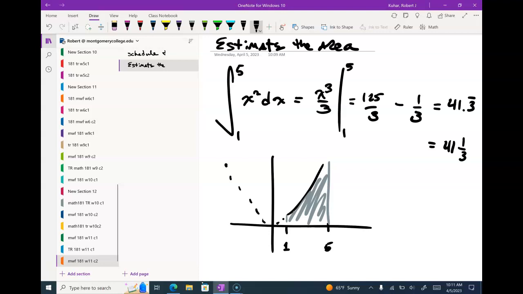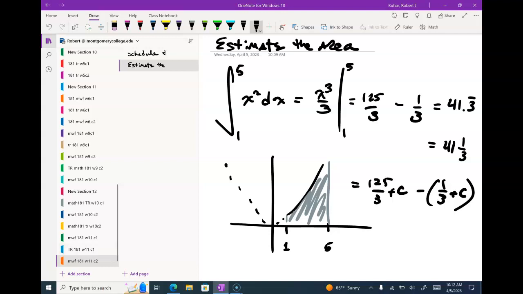By the way, anybody notice something weird about this antiderivative, x cubed over 3? You notice anything about it that might seem missing? What's that? Exactly. The constant of integration. And why did I leave that constant of integration out? If I kept it in, 125 over 3 plus c minus 1 over 3 plus c, what's going to happen to the c's, the constants? They're going to go away, right? So we don't bother when we're doing a definite integral. We don't bother with that plus c.